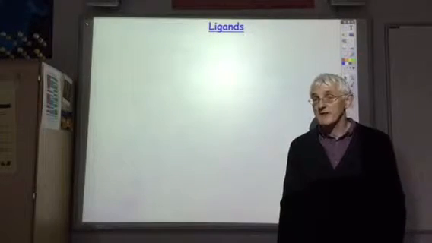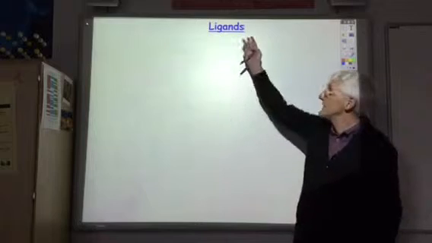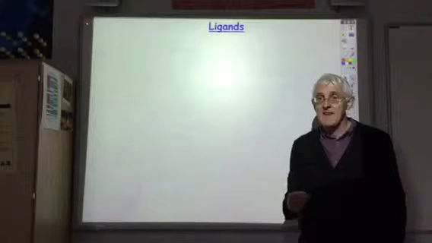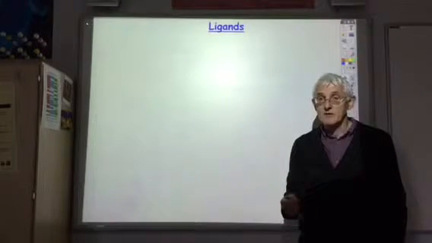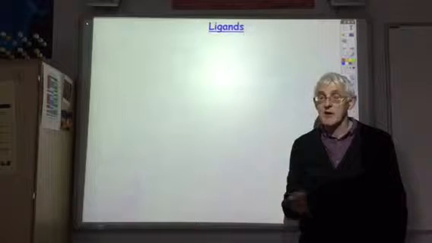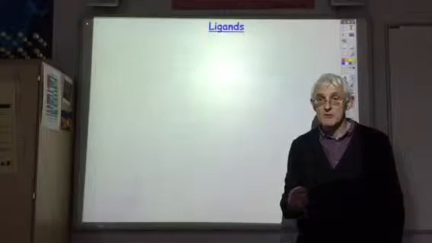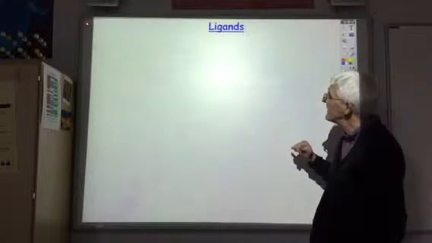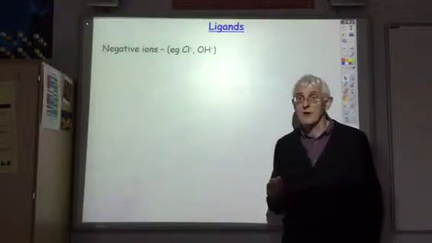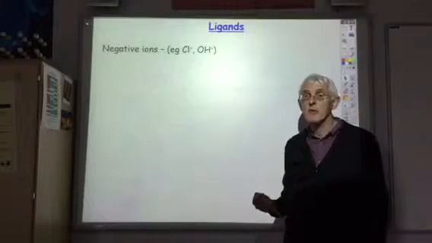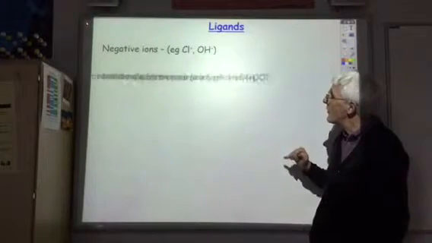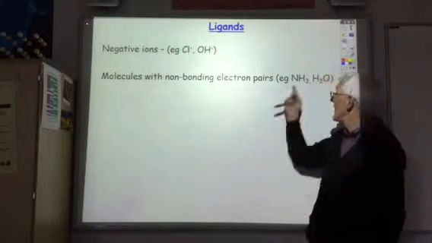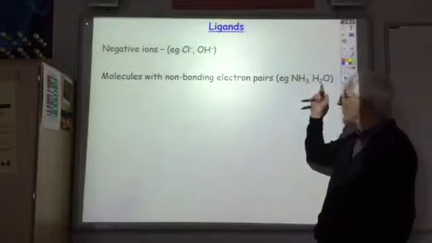Now that we know what a dative bond is, let's turn our attention to ligands. The ligand is the molecule or ion that donates the two electrons to the dative bond when forming a bond with the transition metal. So they're always donating electrons, and they are often negative ions. Chloride ions and hydroxide ions are very common ligands, or they're very often molecules with non-bonding electron pairs, like the ammonia molecule or the water molecule.